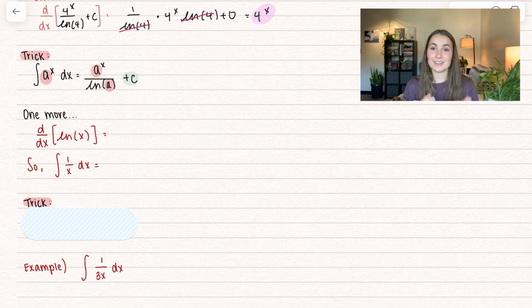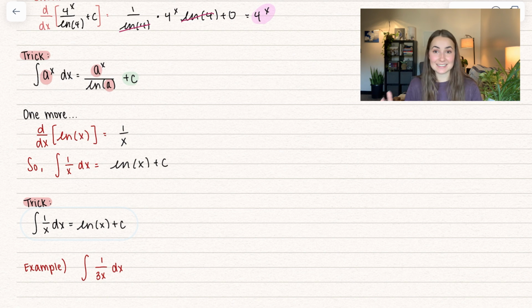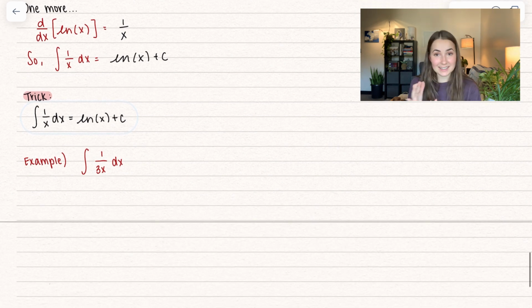So when we take the derivative of the natural log of x, it's equal to 1 over x. So can we think what happens when we integrate 1 over x? If you thought, oh, that's equal to the natural log of x plus c, you'd be correct. We're just working totally backwards. So the trick in this case is that the integral of 1 over x is equal to the natural log of x plus c. Let's see, I have a bit of a tricky example right here.